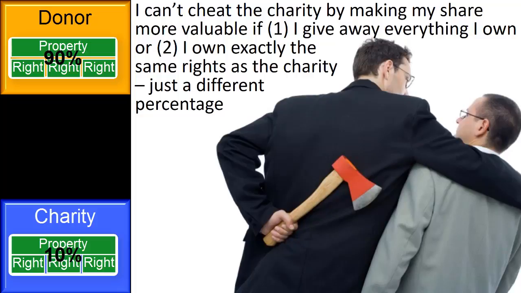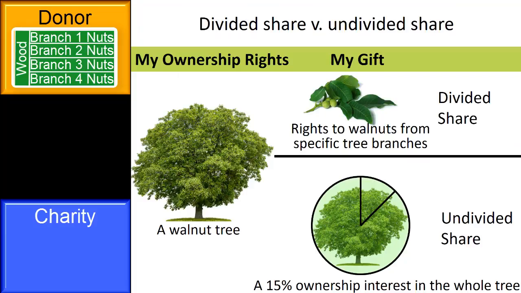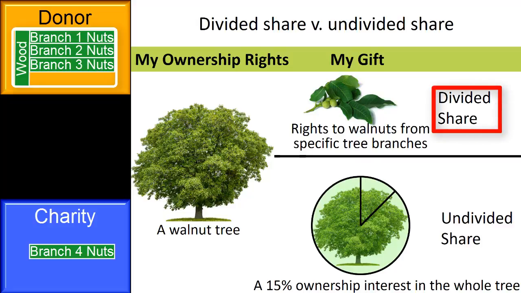This difference between divided and undivided shares may be, at first, difficult to conceptualize. So let's take a look at an analogy that may help to clarify this distinction. Suppose that a donor owns a walnut tree. Walnut trees are valuable both for their wood and for the walnuts that they produce each year. Suppose the donor wants to make a partial interest gift, giving something to the charity and keeping something for himself. The donor could designate a specific branch and give the charity the rights to collect the walnuts from that specific branch. This is a divided share gift.